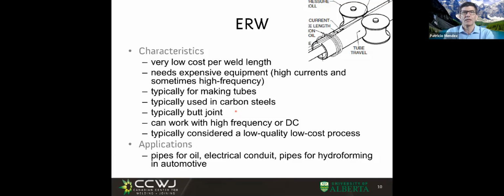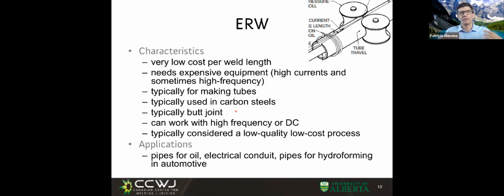Pipes for hydroforming in automotive. If you look at a car from the side, you have the doors, and under the doors you have this component in the car that goes pretty much from the bottom back side of the front fender to the bottom front side of the rear fender. And that is typically a hollow member that started as some sort of a pipe, and then is hydroformed.